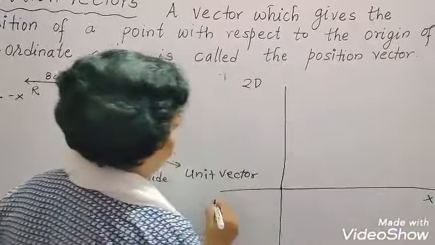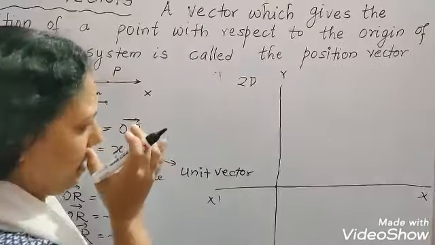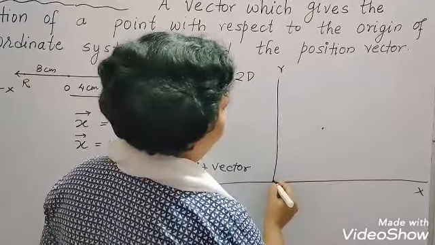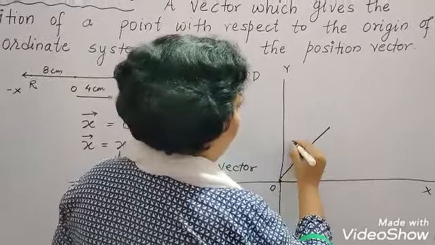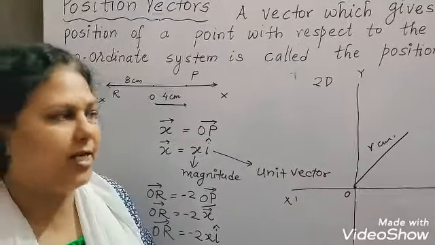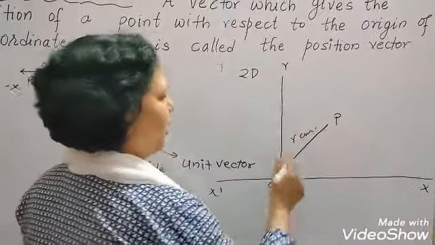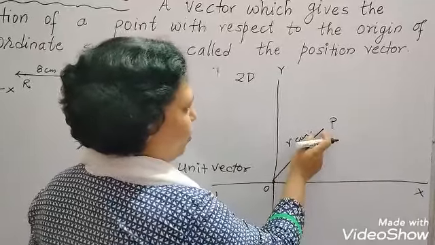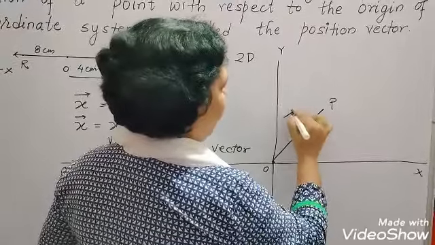This is x', y'. Now suppose a point is there, here, which is at a distance from the origin, say r centimeter. This point is P, and if we are representing it, you can see the direction, this is along O to P. So we can represent the vector here as r.